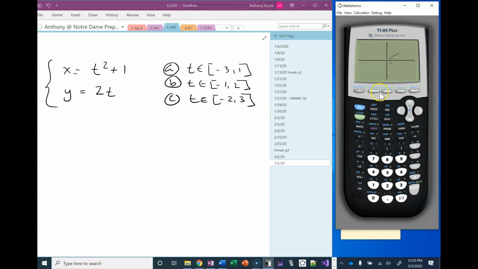And then lastly, let's go ahead and change the interval again. So I'll go back to the window, t-min at -2, t-max of +3, and hit graph again. And again, I get a different picture. So that interval that we're graphing over matters a lot in terms of the graph that we're getting, right?